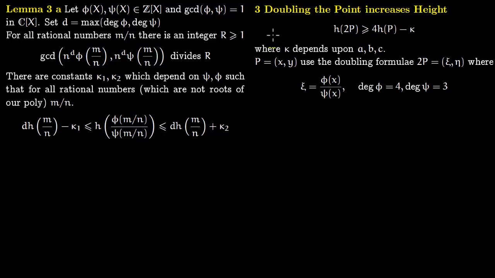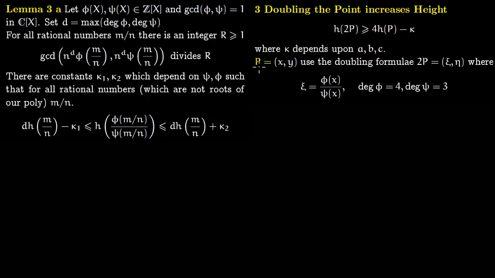In this lecture, we will prove this Lemma 3, which was used in the proof of Mordell's theorem. In this lemma, we talk about doubling the point. Doubling the point increases height. So this logarithmic height, or small height, of 2P is greater than or equal to 4 times the height of the point minus some constant kappa, which depends upon A, B, C, and this A, B, C are nothing but the coefficients in the cubic curve.